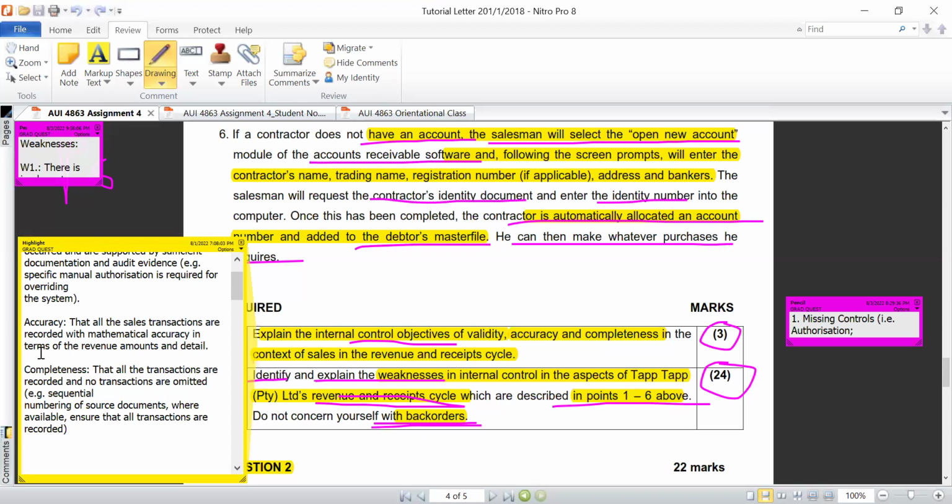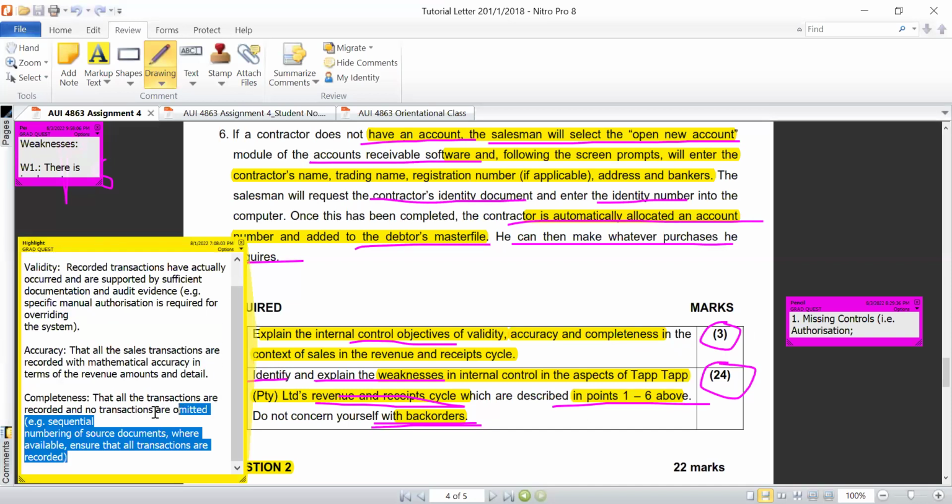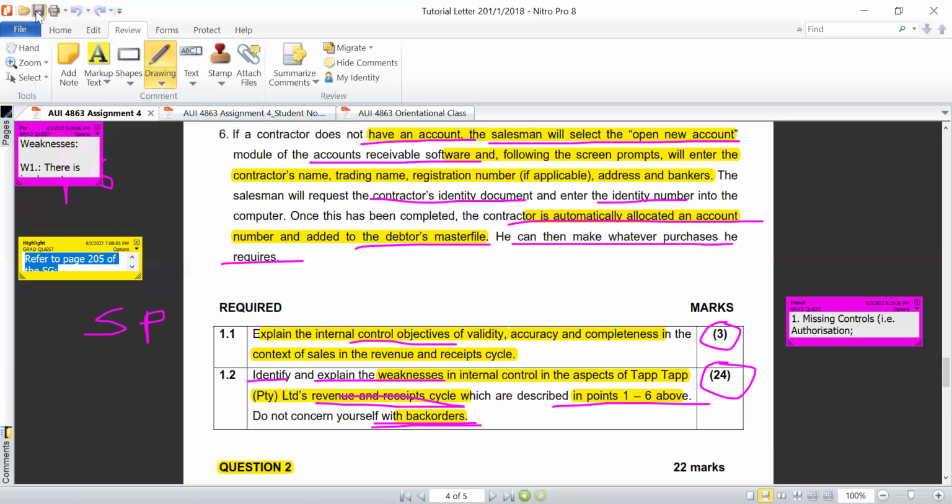Now, you do not have to explain too much, because mark allocations should be used as a guideline in terms of how much you should write, okay? In this context, because it was just 3 marks, that's why you notice I had to give it in this manner. And I give you a source reference, page 205 of that study guide. I'm going to give you the study guide in the WhatsApp group. You can go and trace this and you'll see the details there. So like I said, this was a theory question, not so much of an application, but the application side of it is here.